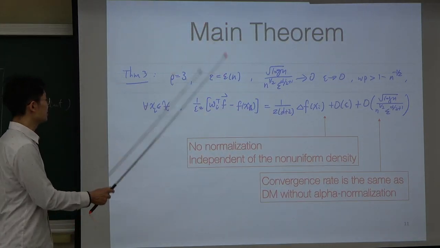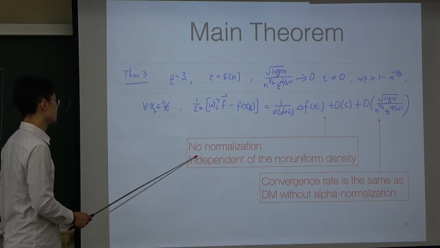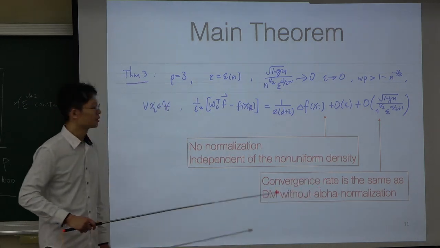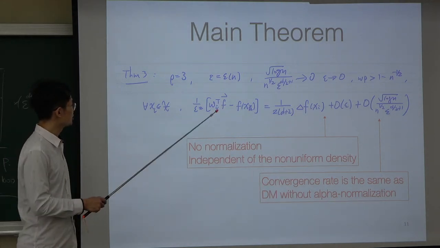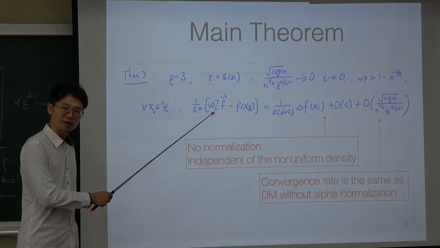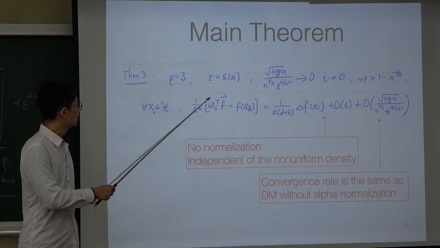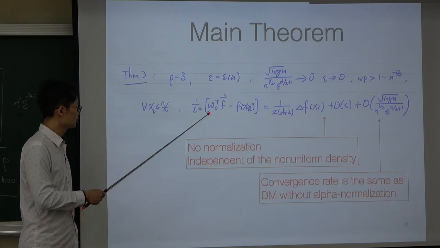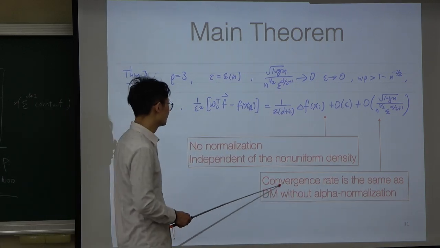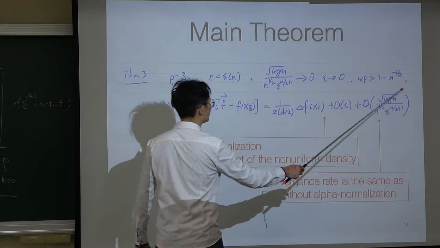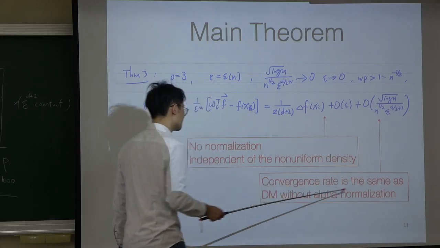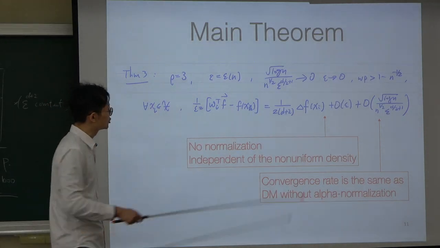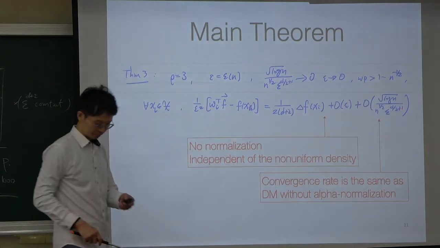So you see something interesting immediately. First, there is no normalization needed, independent of non-uniform density. The normalization has been automatically carried out in the barycentric coordinate evaluation, which is very interesting. Second, the convergence rate, at least the pointwise convergence rate, is the same as diffusion map without alpha normalization, which is, again, good.